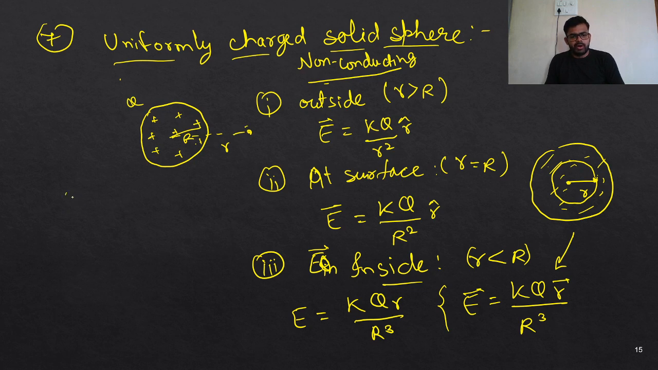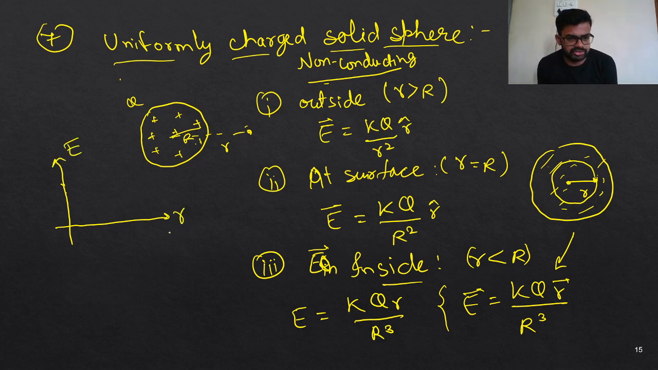So how will the curve look? Let us see the curve. This is E, and this is r, the position vector of the point. Let's say this is small r equal to capital R. Inside the sphere, the relation is E is proportional to r, so the curve will look like this, a straight line. After that, the curve will look like this.